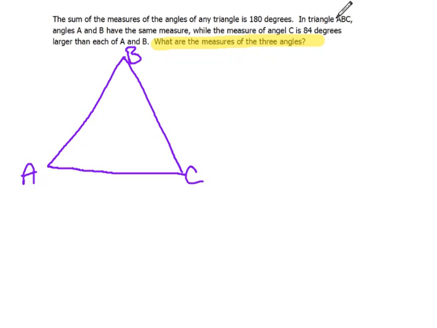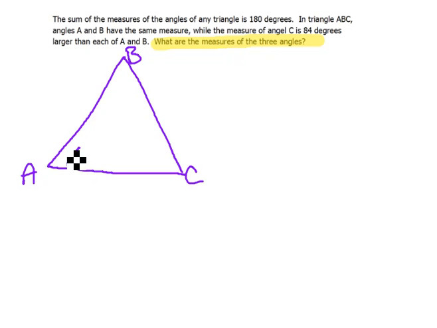If you'll go back up and read it again, it says in the triangle ABC, angles A and angle B, well, that would be this angle and this angle, have the same measure. So we know they're the same. While the measure of angle C is 84 degrees larger than each of A and B. So we really need to know what A or B is first. And then we could say, well, the other one would be 84 larger than.